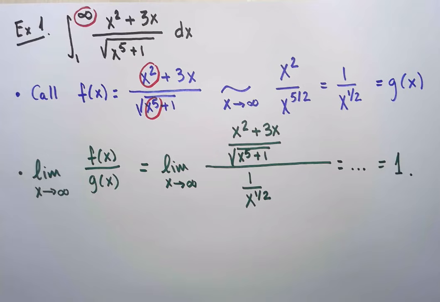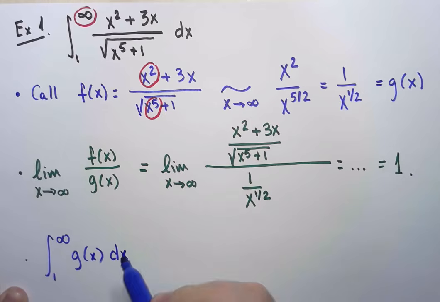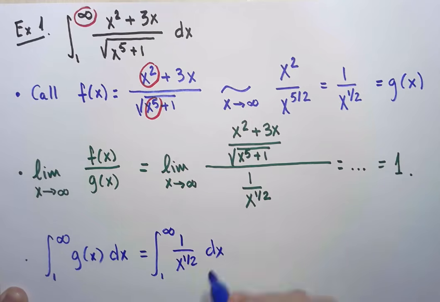So that means that the integral of g and the integral of f will behave the same way, will both be convergent or will both be divergent. But luckily, we know what the integral of g is. We know that the integral from 1 to infinity of g is simply infinity, because 1/2 is less than 1.